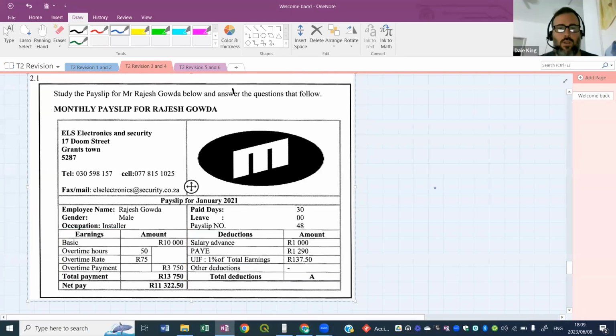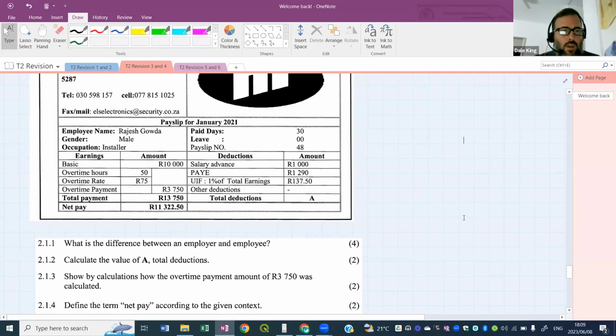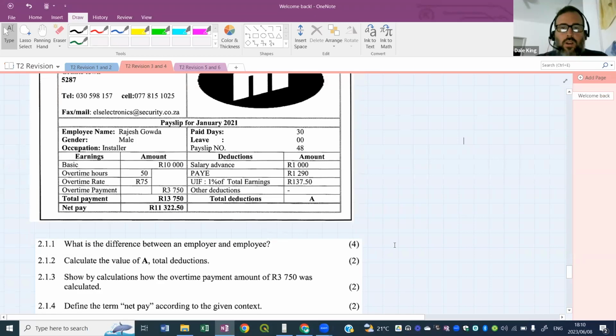All right, let's have a look at the questions. Let's go straight into it. Here we go, 2.1.1. What is the difference between an employer and an employee? We're not really going to go over that too much. I'm going to just help you guys out here. So the employer is the person that owns the company, and he employs people in his company. The employee is the person that the owner has employed. So the employee works for the employer. That's the relationship there.